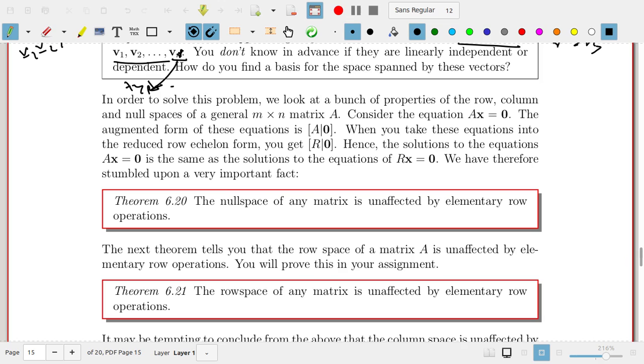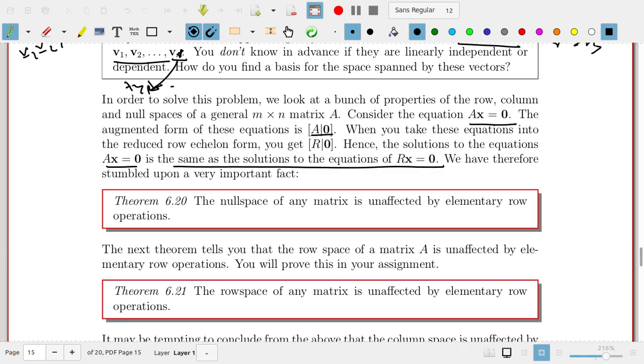So start off with the equation Ax equals 0, right? The 0 vector. In augmented form, you can write it this way: A and the 0 vector on the right. If you take them into the RREF, you get R and 0, because remember that the right hand side is unaffected by the elementary row operations. Hence the solutions to the equations Ax equals 0 are the same as the solutions to the equations Rx equals 0.